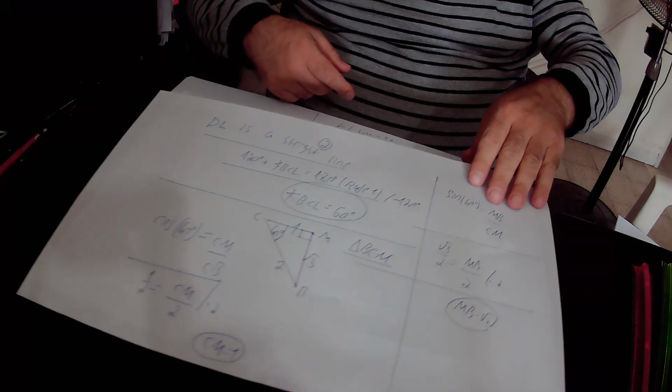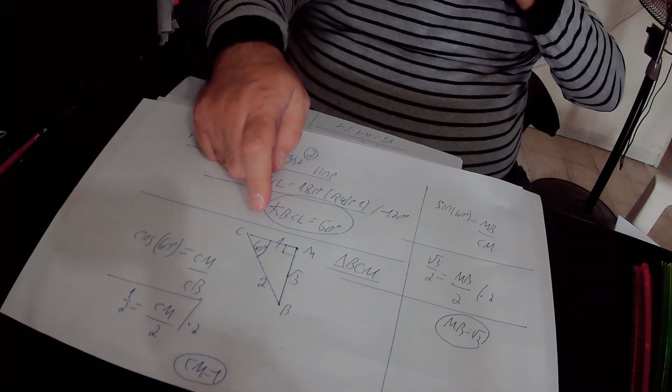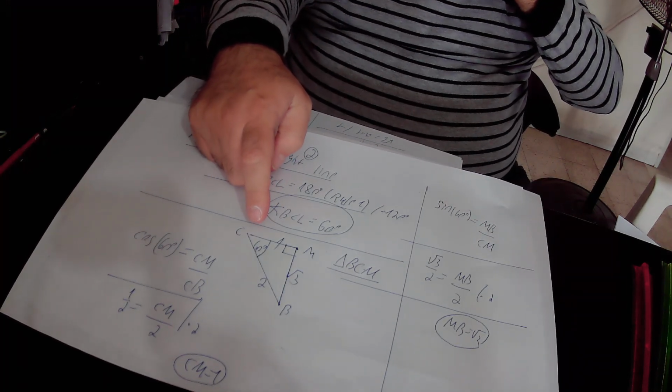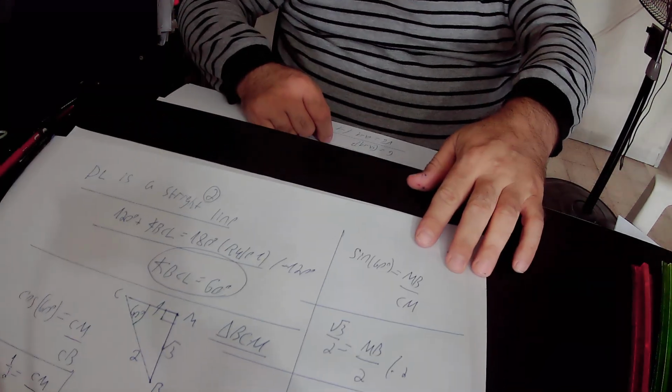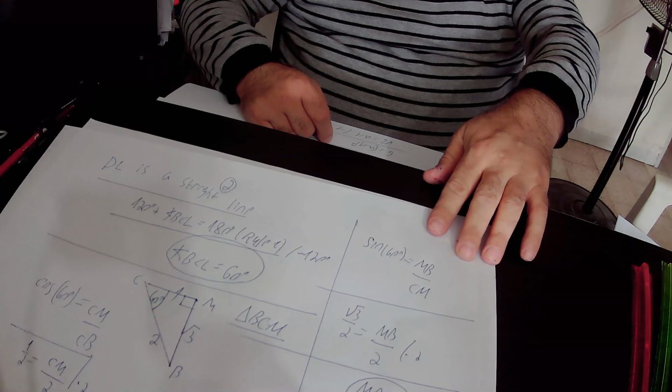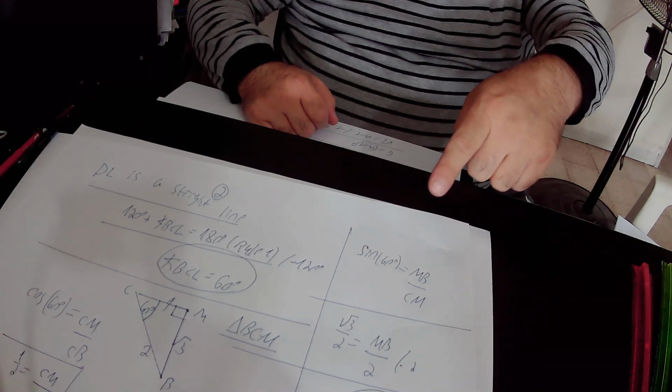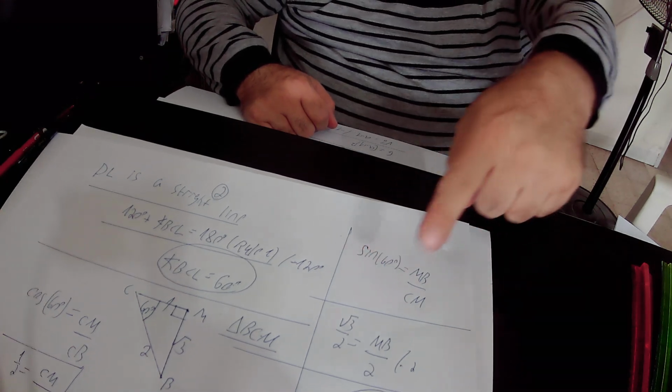Likewise, in the same triangle, the right triangle CMB, sine of 60 degrees equals MB over CB. Sine of 60 degrees is square root of 3 over 2, so we substitute sine of 60 degrees by square root of 3 over 2.